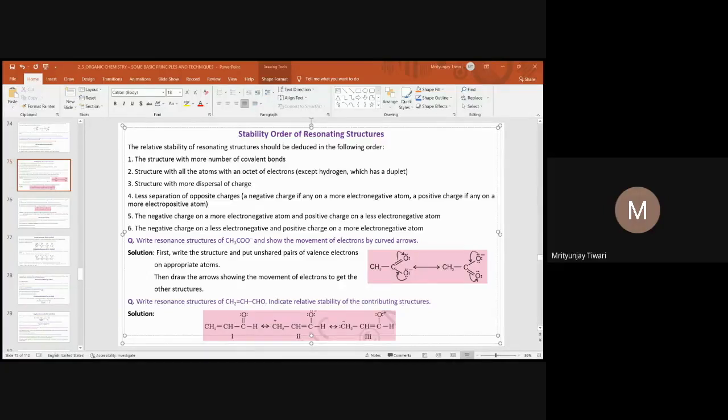And what does it mean? We will see when we see the reactions of aromatic compounds later on.